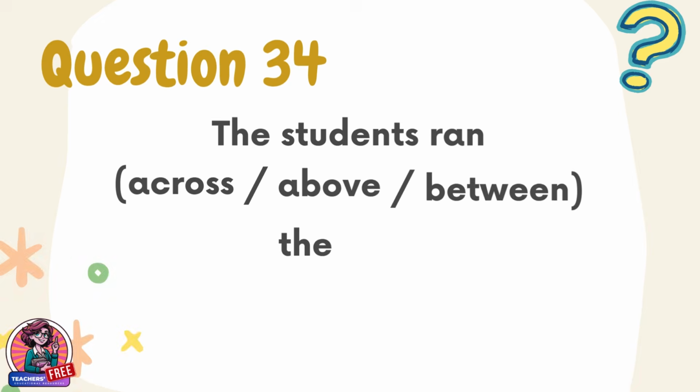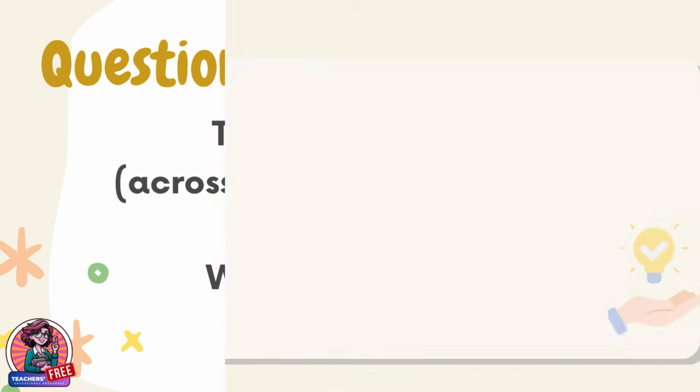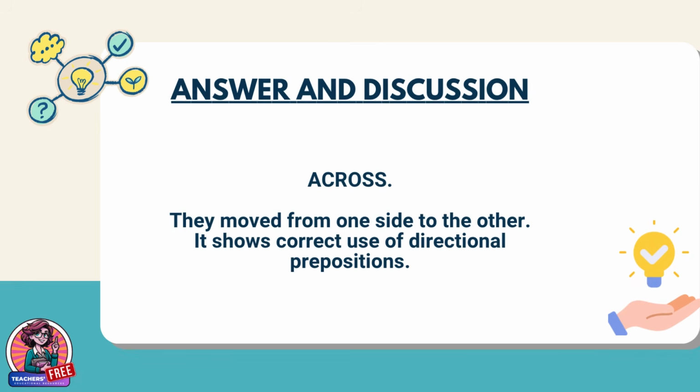Question 34. The students ran across, above, between the field. Which is correct? Answer: across. They moved from one side to the other. It shows correct use of directional prepositions.